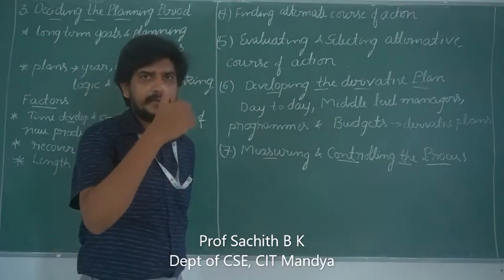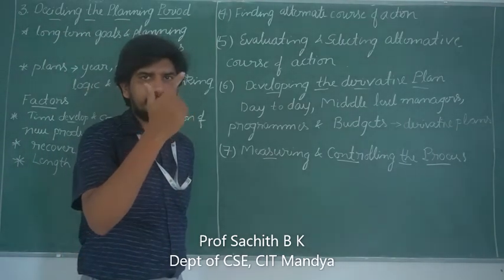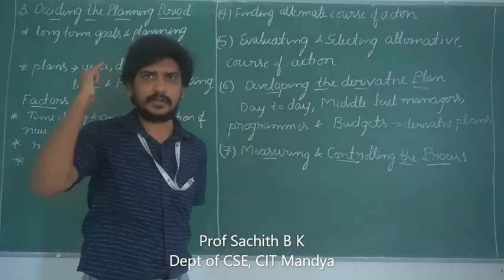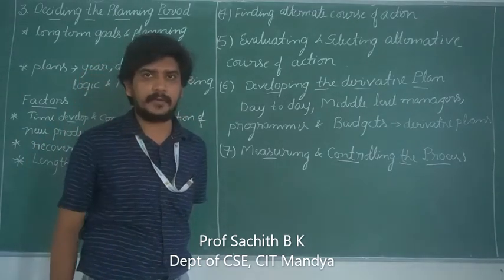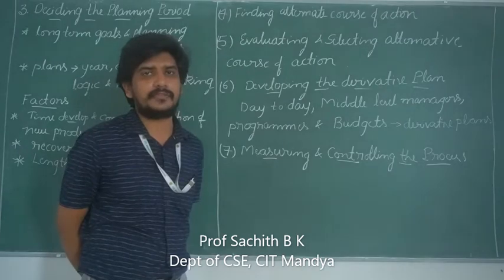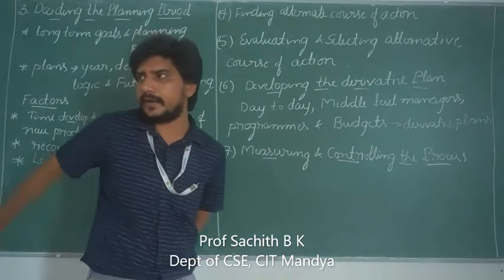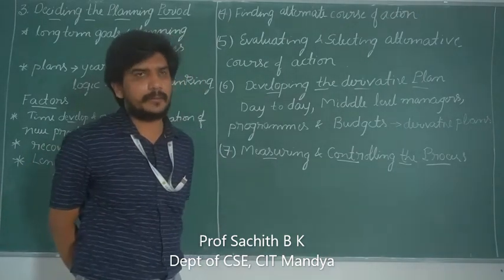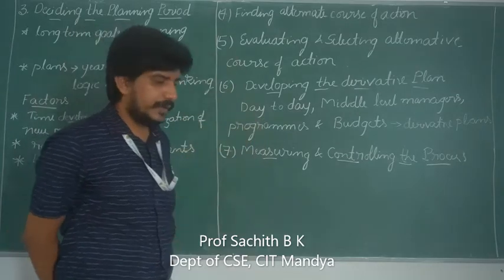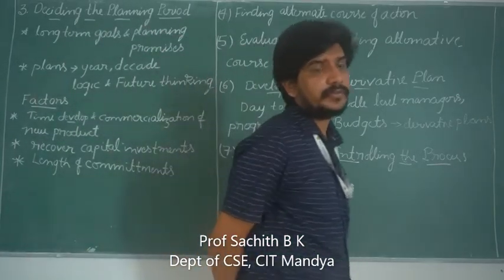First step, identifying goals, establishing the goals. Second step, establishing planning premises. Third step, deciding the planning period, for how long your plan is going to run, and based on what factors you can decide your planning period. The fourth step is finding alternate courses of action.